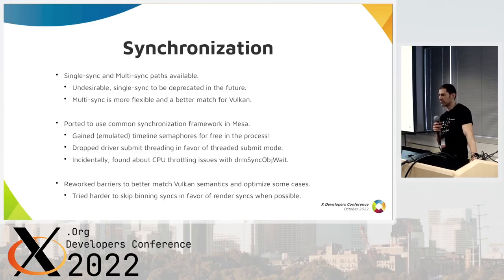The new multi-sync interface is basically about allowing us to make submissions that can wait on multiple things and signal multiple things at the same time, which is what Vulkan expects. And this is more flexible, and is what we want to use going forward. But for the time being, we need to maintain both paths, which is painful for testing specifically. But yeah, hopefully we'll be able to deprecate the old one in the future.